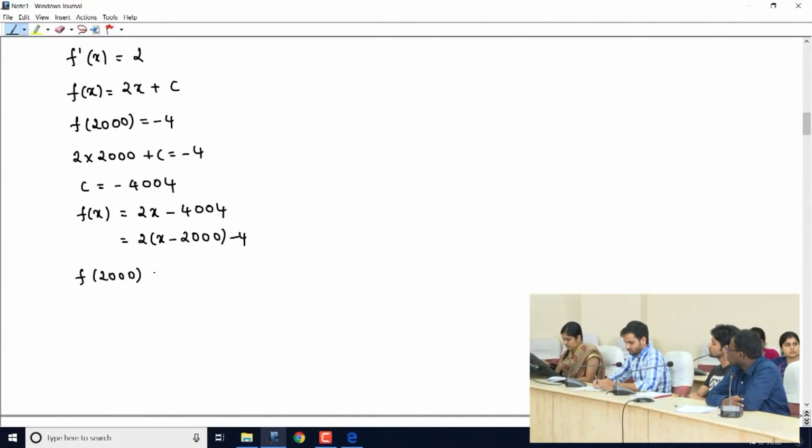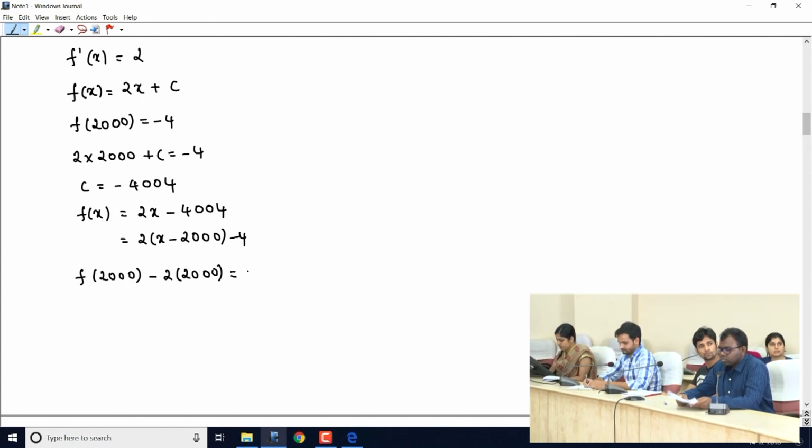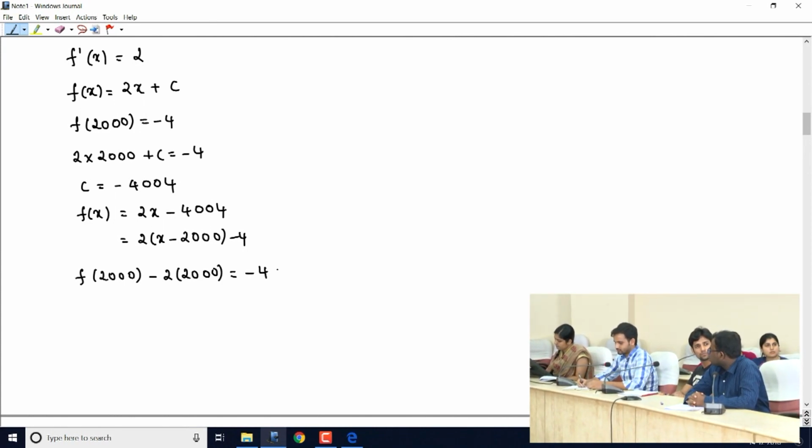Given that f dash x is less than or equal to 2, I think you have already observed earlier that f(x) minus 2x is a decreasing function. Why don't you use that to get the maximum is 32? Yeah, that also you can use. So, sir, with that observation, we can proceed as follows. f of 2000 minus 2 times 2000 is equal to minus 4 minus 4000, which is equal to minus 4004.